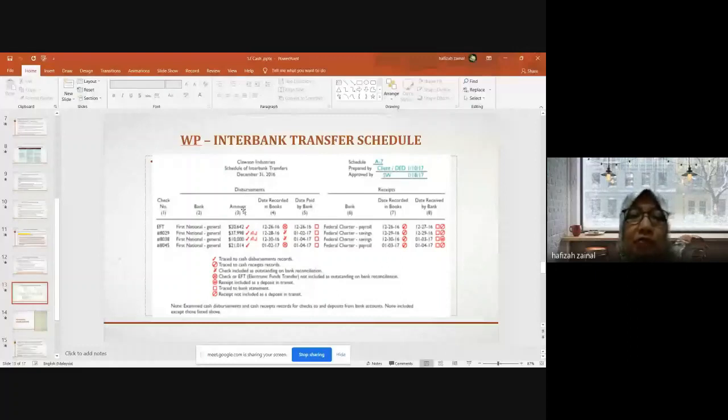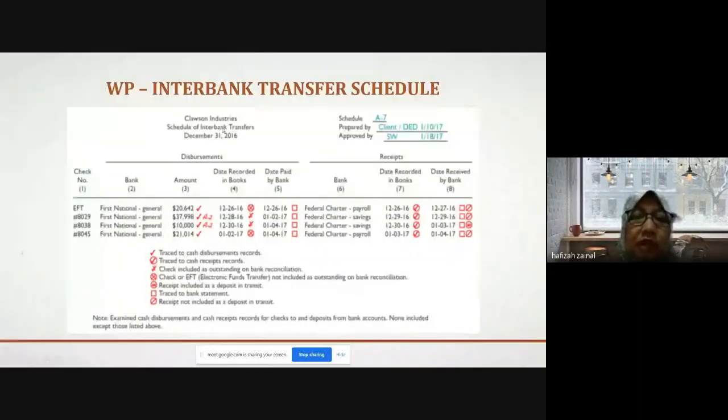But of course, in every working paper you must have the name of the company, the year end, the reference, prepared by whom and approved by whom. Prepared by whoever prepared the working paper, who prepared it, when, and then reviewed by whom. Normally we just put our initials. When you enter an audit firm, you have your own initials from your name, so by looking at the initials we know who did it. And then the date when you actually review.